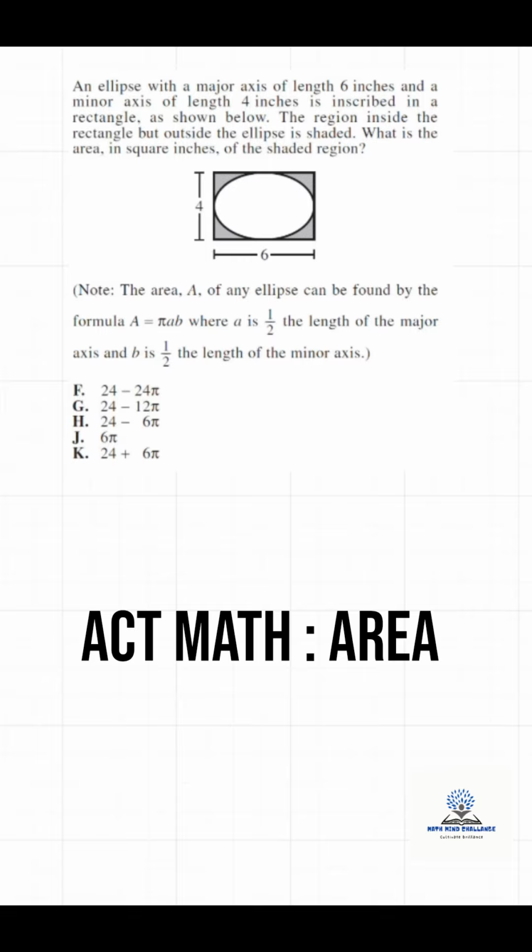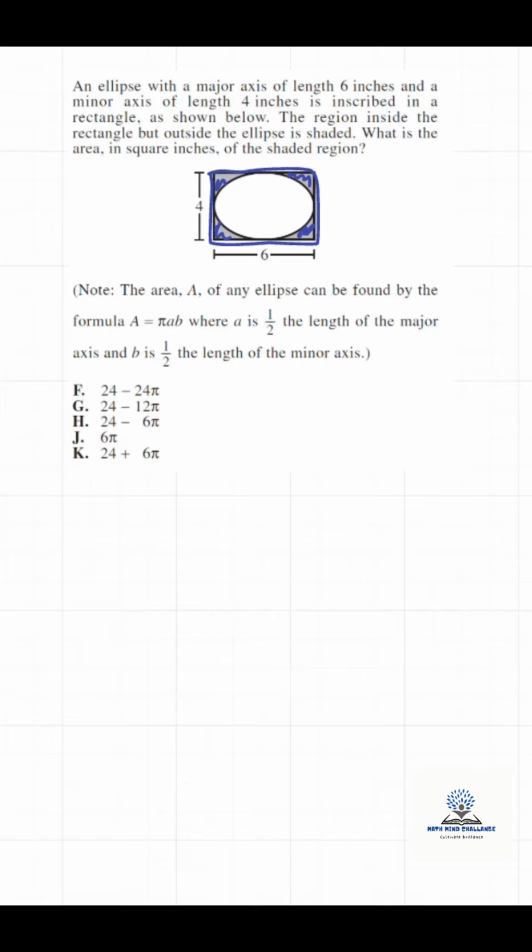This question is asking for the area in square inches of the shaded region. So that's just this little region here. We need to be able to see this as this big rectangle area and then subtracting away this oval or ellipse on the inside. And it gives you a formula here, and we'll deal with that.